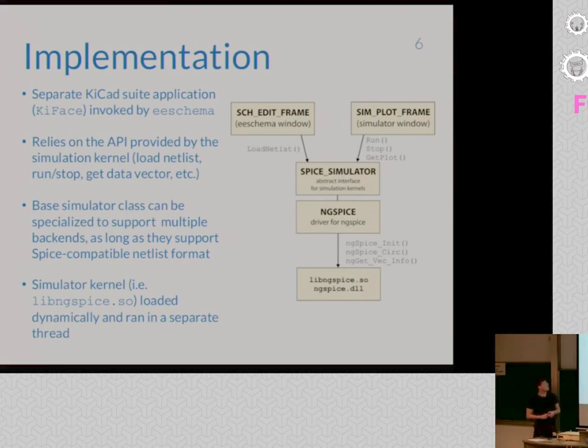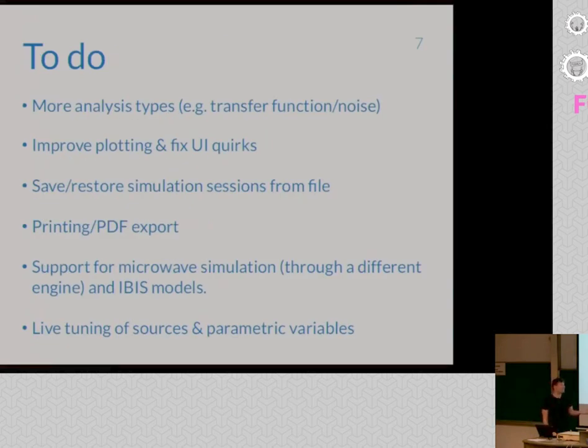So, how did we implement it? Basically, the simulator is a separate KiCad application that is linked together with the schematic editor. So we have two editor frames, the schematic frame and an associated simulator frame that runs in a separate window. They both use an abstract class called Spice Simulator, which provides an abstract API that is simulation kernel independent, provided that the kernel supports a Spice compatible netlist. Then we specialize that class, for instance to ngspice, and we use libngspice.so or ngspice.dll, the dynamic library, using its native API. This way we can provide as many backends as we want, right?